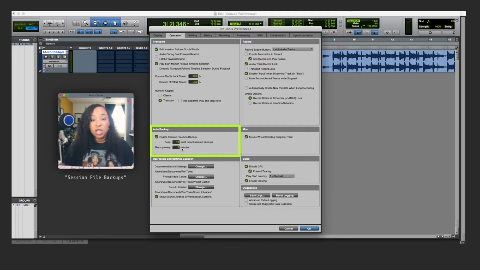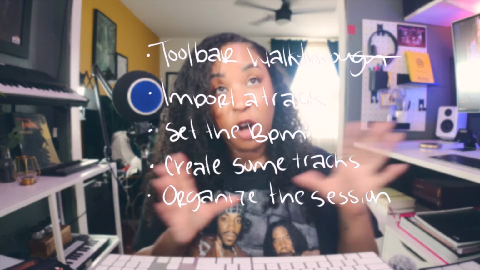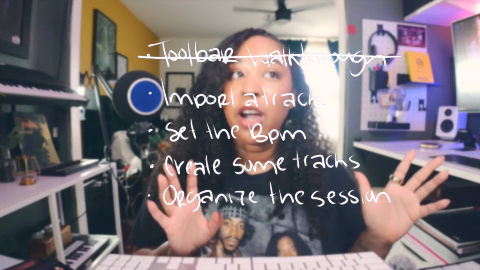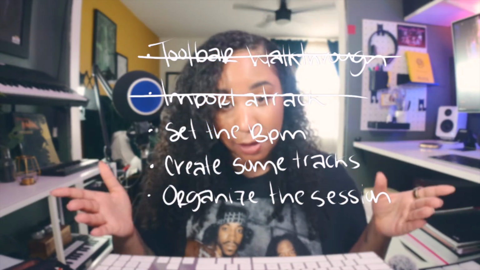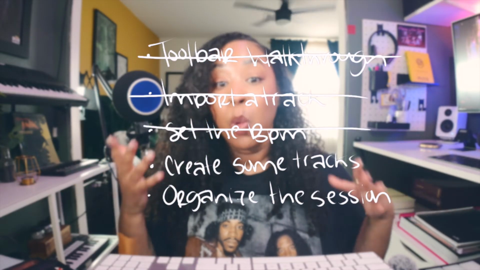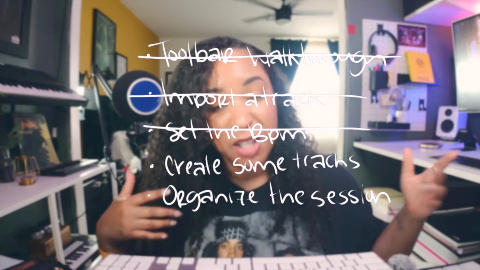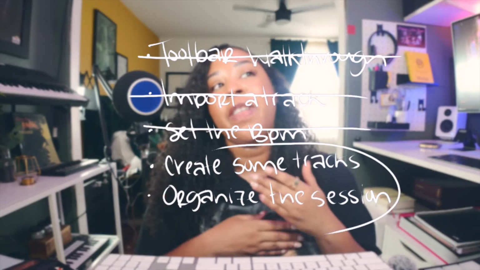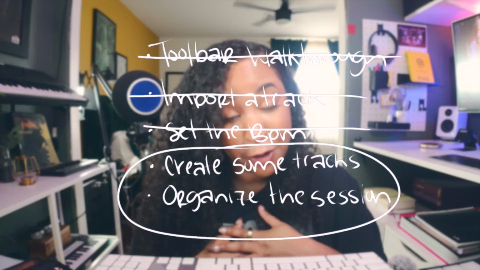You also might want to just click around in this area and see if there's anything you may want to change, because some of it literally is just how the program is going to operate based on your preferences. So now that we've gone through the layout of the toolbar and imported our first track and set the BPM, the next logical thing would be to create some tracks and start organizing our session so that we can potentially save our first template.